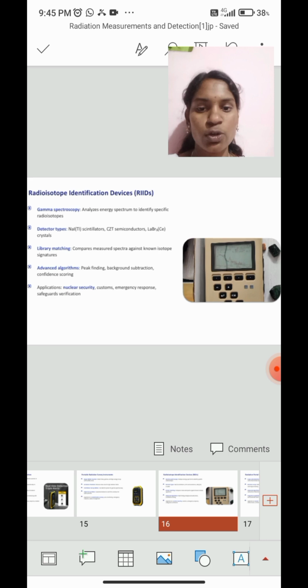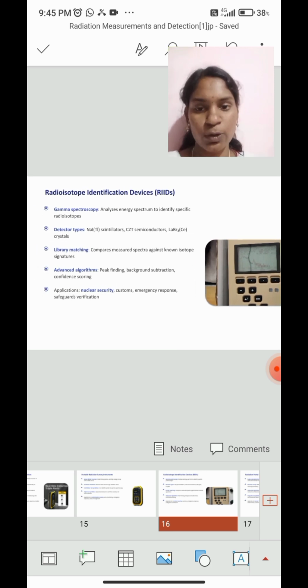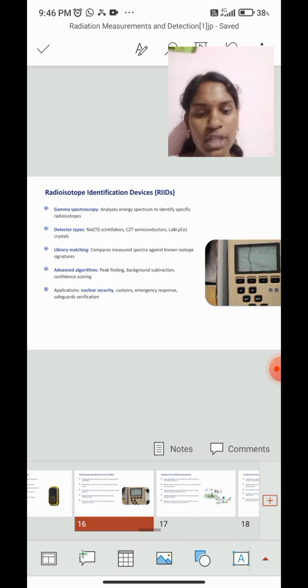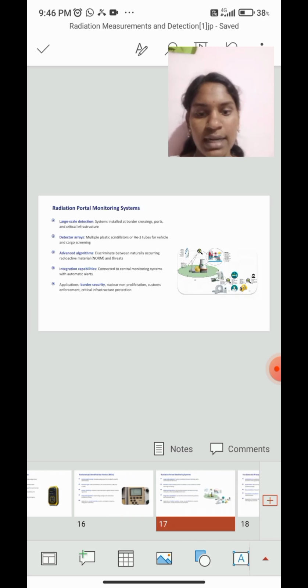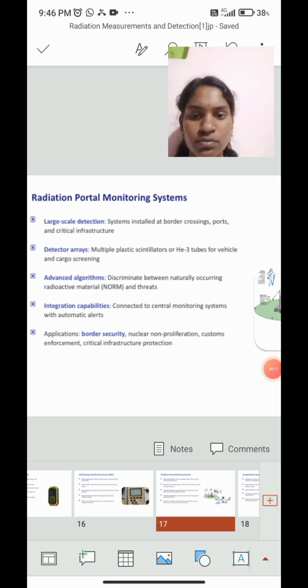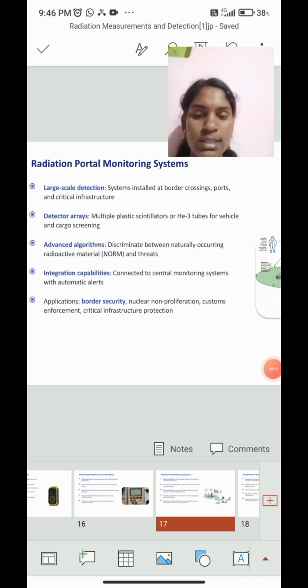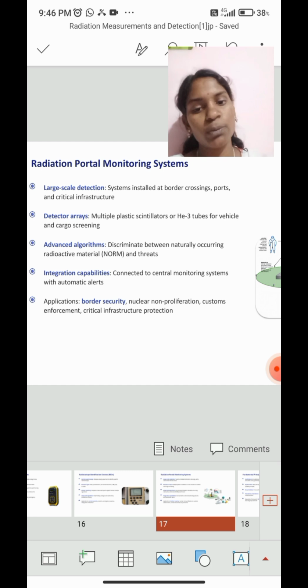Then radioisotope identification devices: gamma spectrography, detector types, library matching, and advanced algorithms, with application in nuclear security. Then radiation portal monitoring systems: large-scale detection, detector arrays, advanced algorithms, and integration capability. Applications are border security and nuclear non-proliferation.